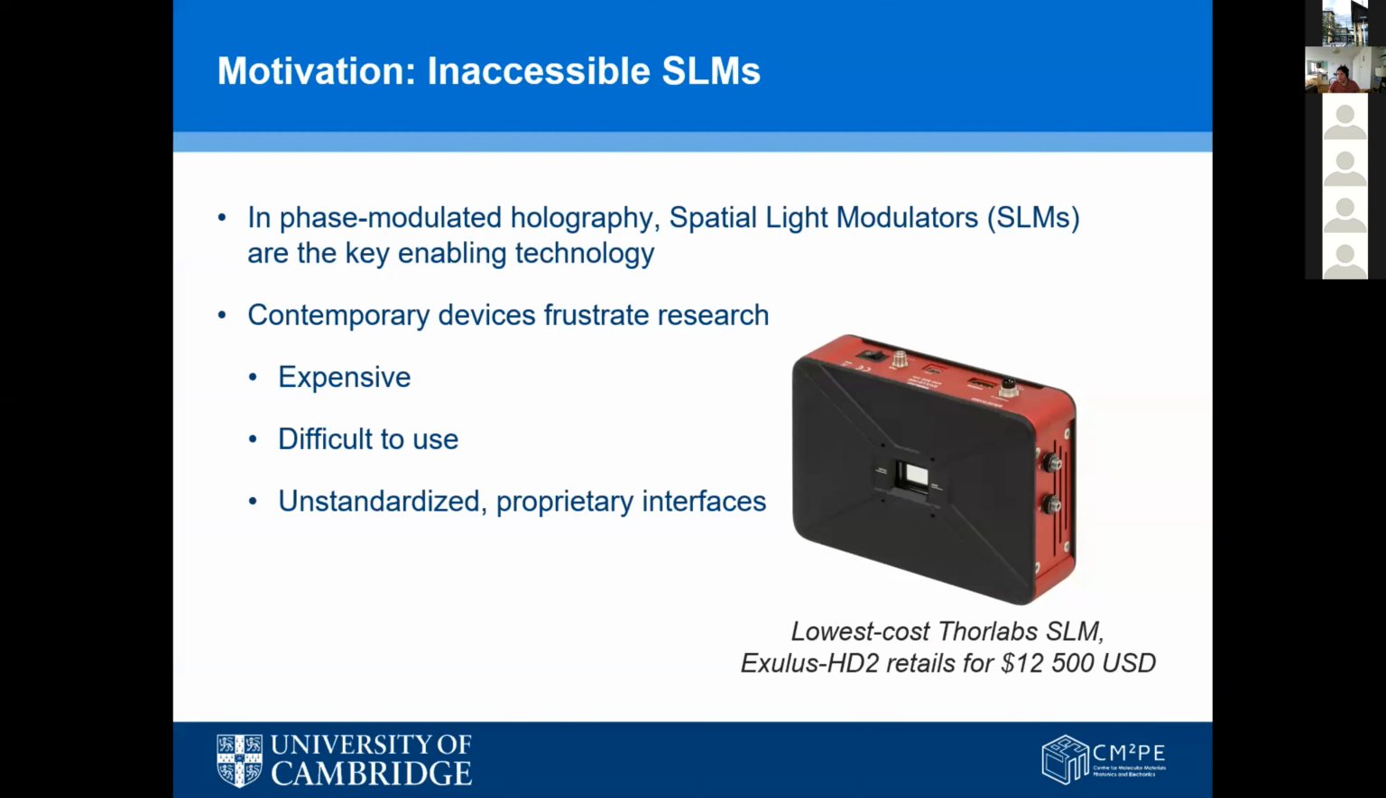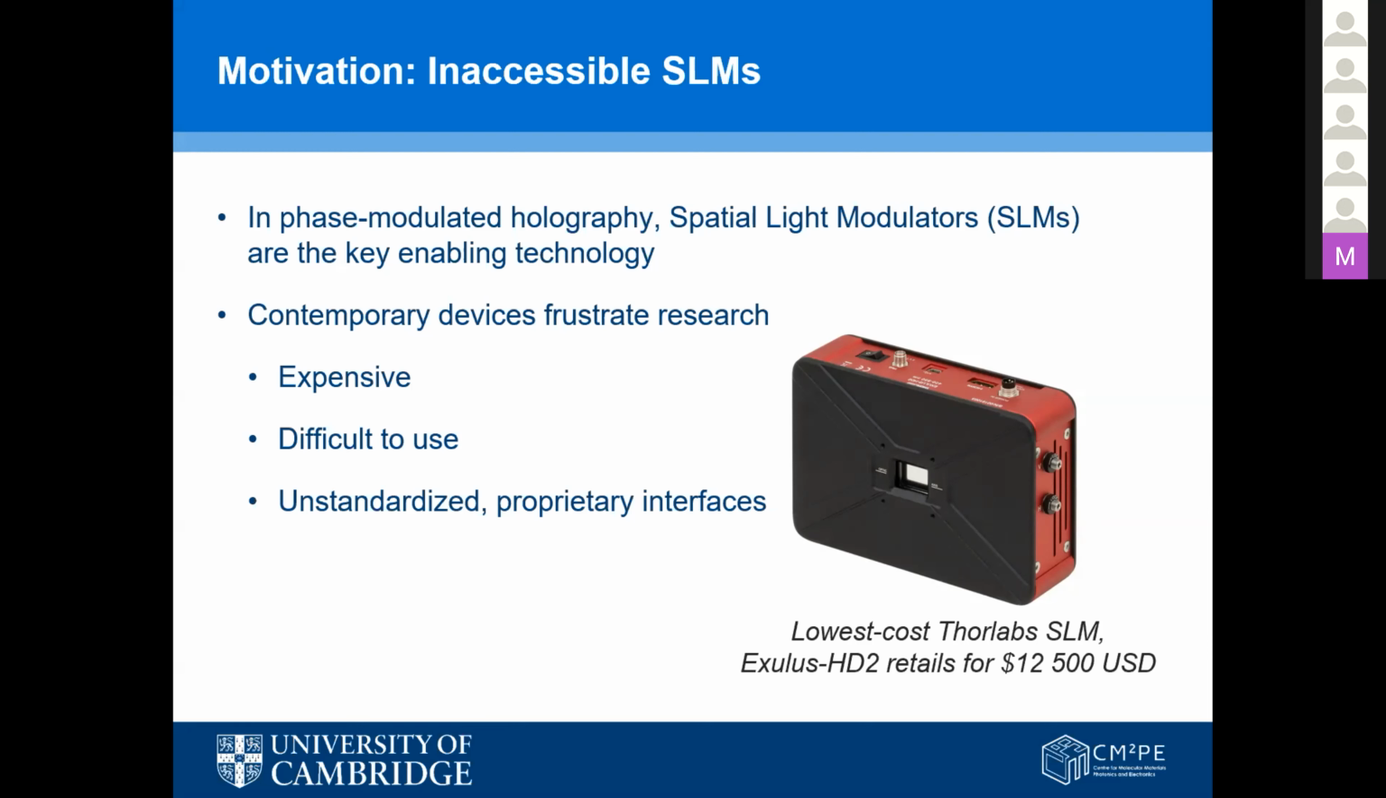There we are. So firstly, just a quick recap on what exactly a spatial light modulator is. Spatial light modulators are a type of liquid crystal display which modulate the phase of light. They can also modulate amplitude, but for phase modulated holography, we're interested in devices which modulate the phase of light. By being able to modulate the phase of light, you're able to introduce diffractive and interference effects, and that allows you to produce your holograms in your various applications.